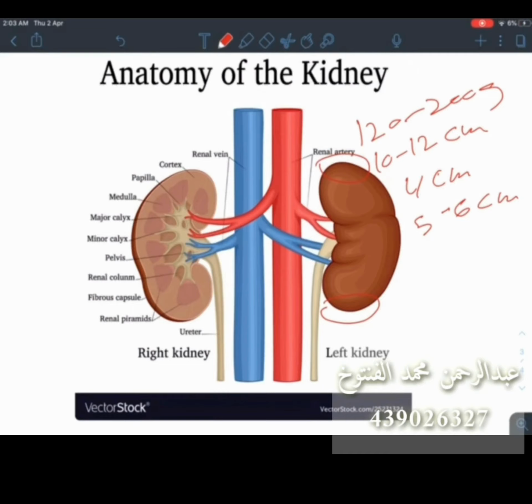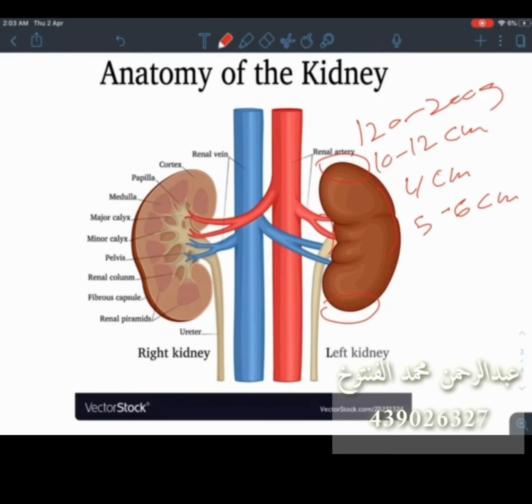The kidney has two margins separating the anterior and the posterior surfaces. We have the lateral margin here and the medial margin here, where you can see the hilum renale, where lymph and blood vessels and nerves go in and out.